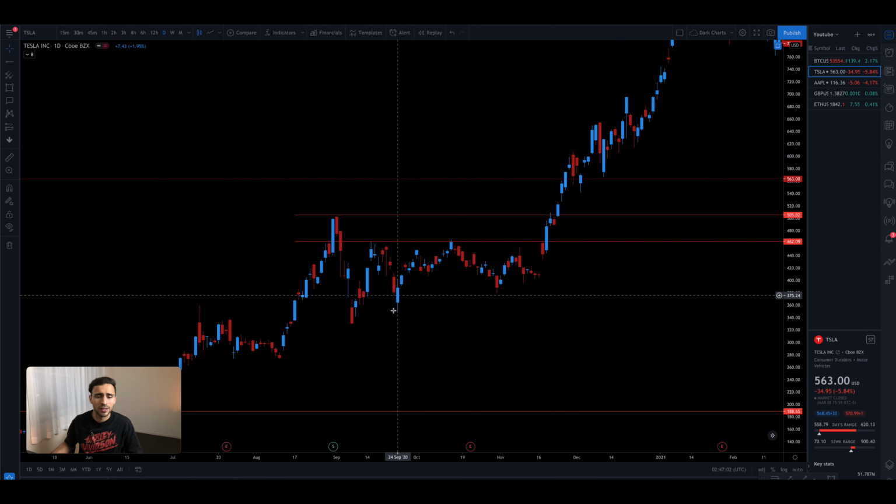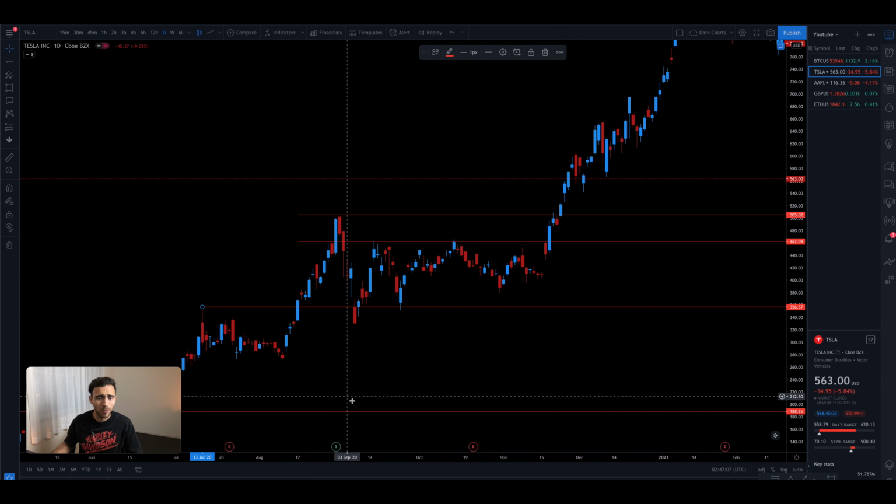So there it is. This was resistance at one point as well, right? And then it flipped to support, kind of fell through, but then it pushed right back on up.